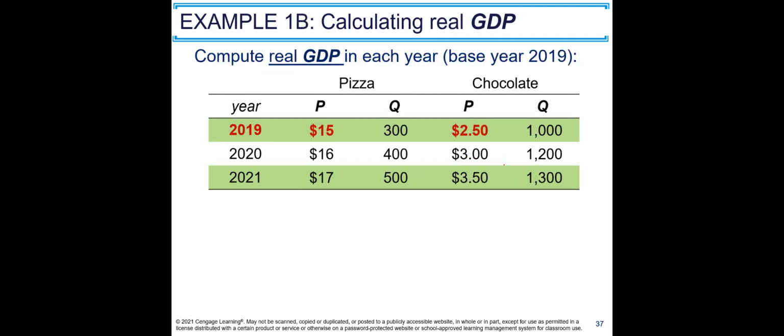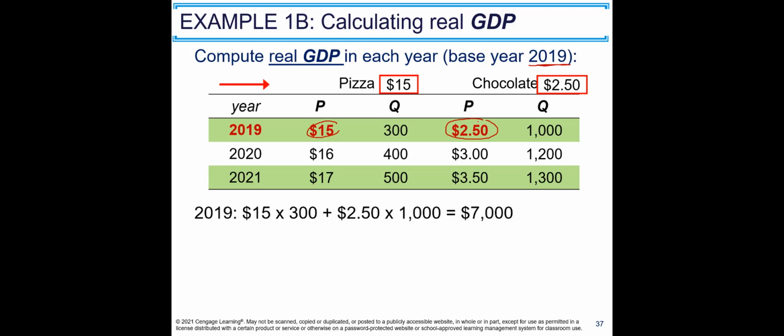Now let's calculate the real GDP and assume that the base year is 2019. So that means when I calculate GDP for 20 and 21, I always use the price 15 and the price 2.5. So I keep the prices constant. I just want to see how many more units we produce over the years. So for 2019, it's 15 times 300 plus 2.5 times 1,000, 7,000. As you see, when we calculate the base year nominal and real GDP, they are equal.